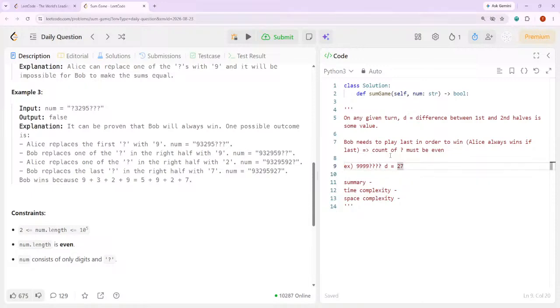So Bob would try to reduce it to 0. Alice would try to keep it as big as possible. So Alice would do zeros, and Bob would do 9, and then Alice would win.